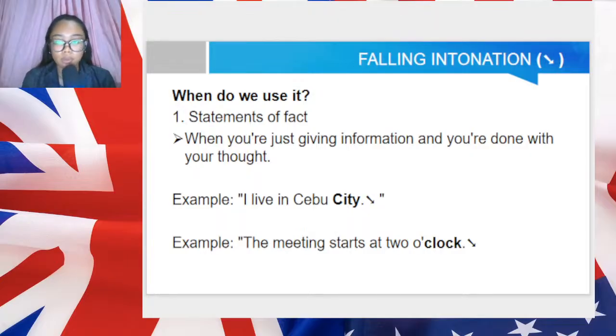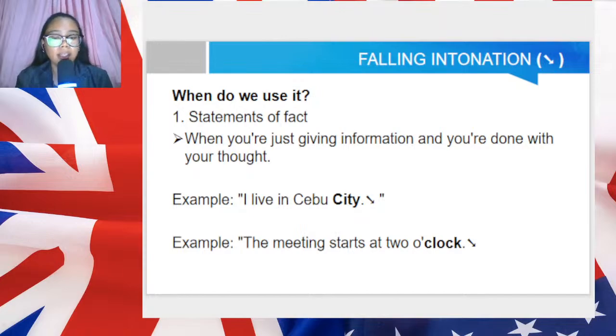Anyway, yes, we are on statements of fact. Okay, where did I end? Yeah, a statement of fact is when you're just giving information and you are done with your thought. So maybe you can imagine you are sharing a piece of information that is definite, conclusive, and not open for immediate questioning or discussion. So your voice drops at the end, essentially putting a firm period on your sentence. This sounds confident. This sounds direct and clear.